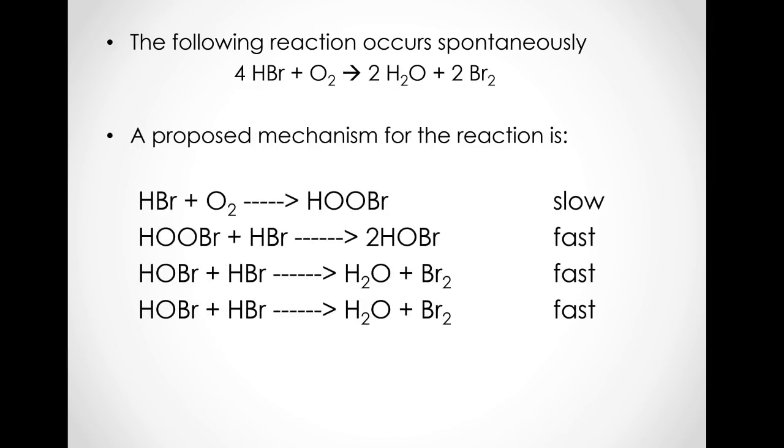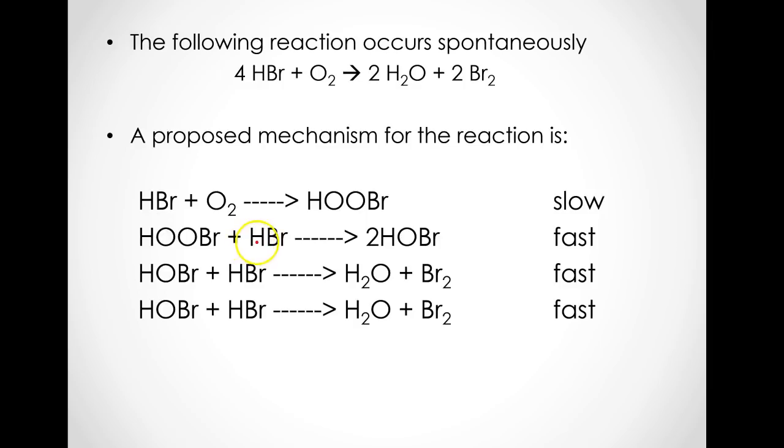So here's a proposed mechanism that someone came up with. I don't expect you guys to come up with a mechanism, but I want you to think about it as a series of steps that describe how the reaction takes place, where only 1 or 2 or maybe 3 molecules in each step collide. So for example, in this one, HBr and oxygen collide to form, I'm going to call it Huber. That's a very slow reaction. It takes a long time for that thing to happen. But as soon as Huber is made, it's kind of like a domino effect.